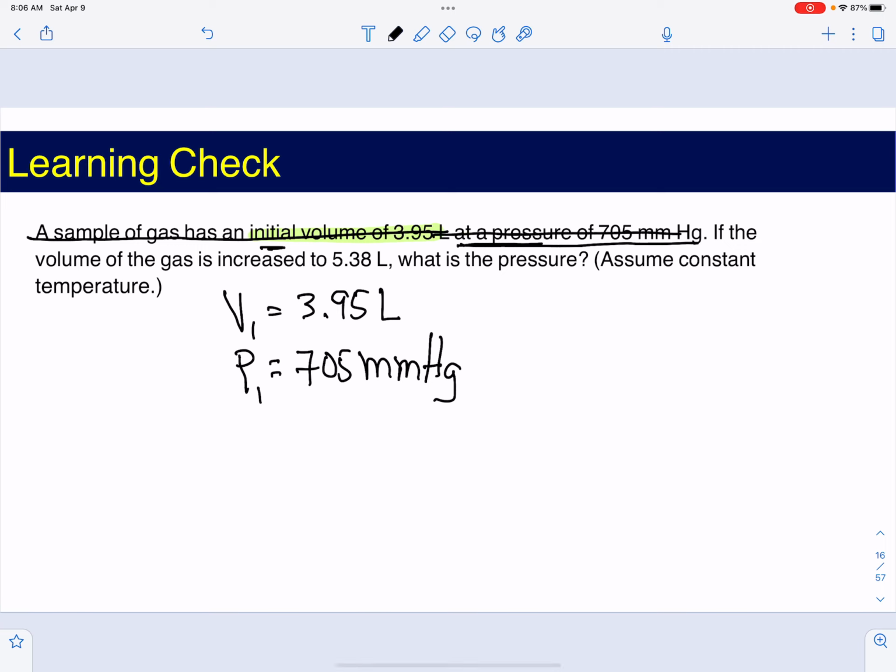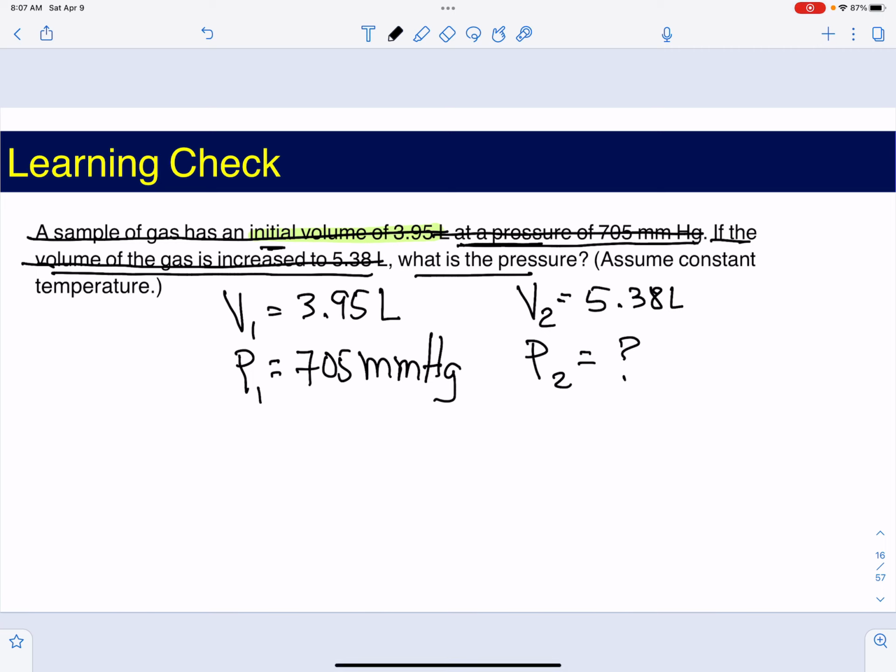And I'm done with that part. If the volume of gas is increased to 5.38, so the new volume went to 5.38 liters, I'm done with that part. What is the pressure? It's talking about the new pressure. So I got everything I need.